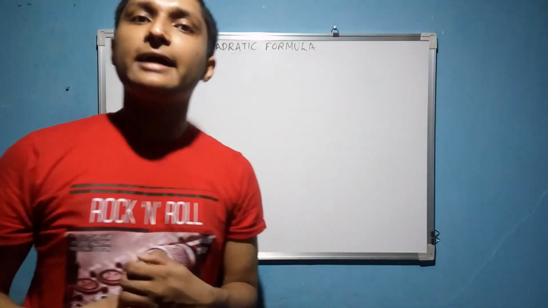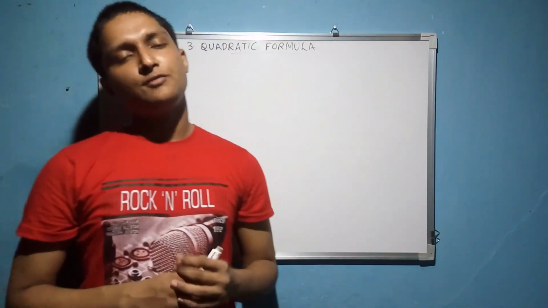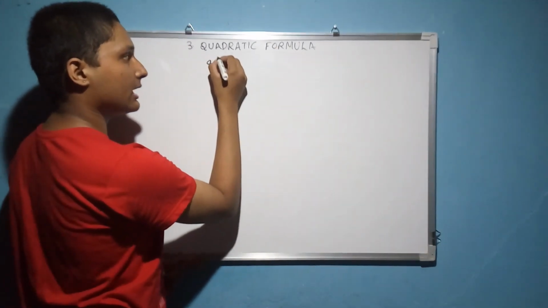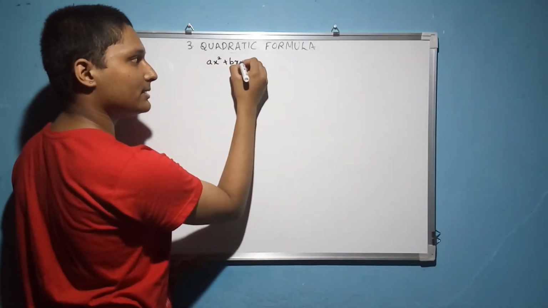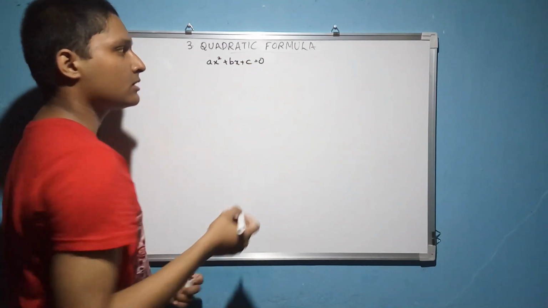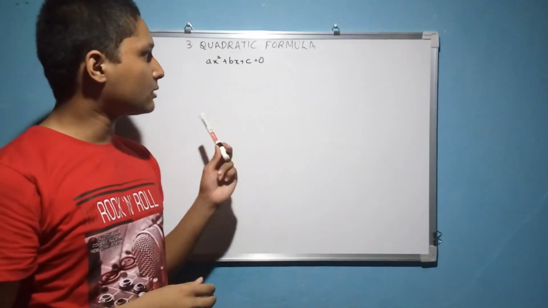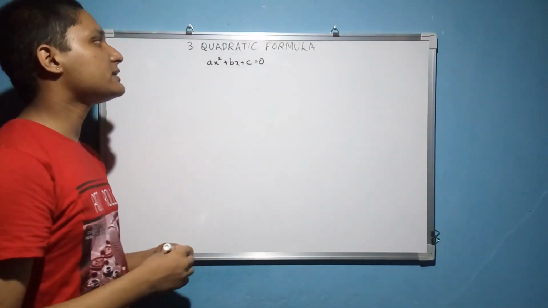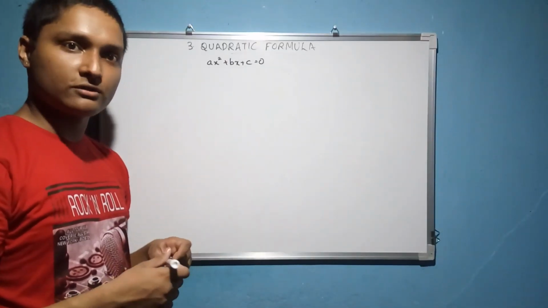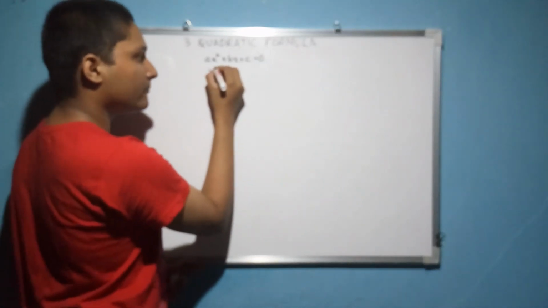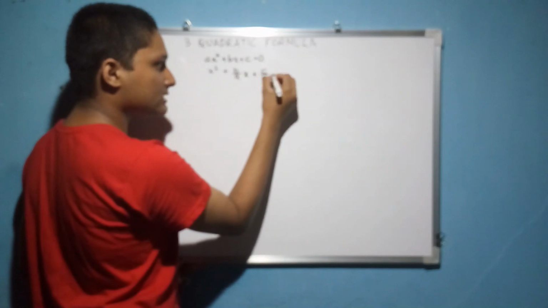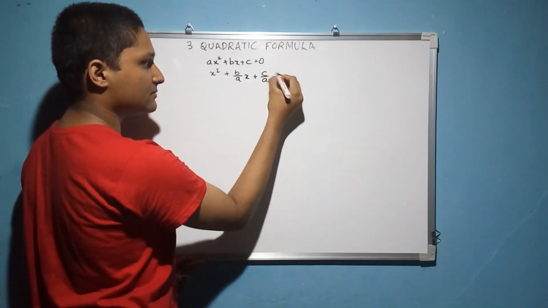First of all, we need to derive the quadratic formula. So we need to take a general form. The general form of a quadratic equation is ax² + bx + c = 0. I have already told that this quadratic formula is based on the completing the square method. First of all, I need to divide by the coefficient of x². Therefore, it is going to be x² + (b/a)x + c/a = 0. Okay, this much we are going to get.